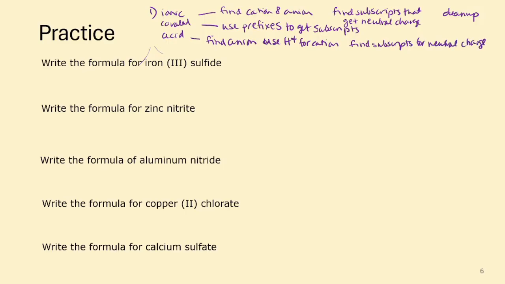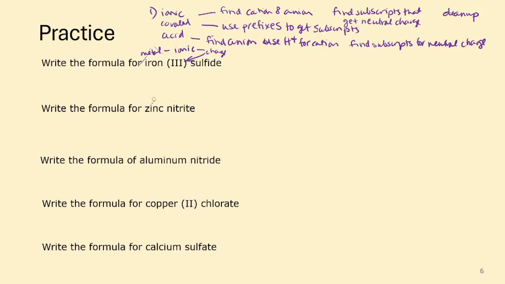Okay, so I see that this is a metal. So this is ionic. I also see that this is a charge. That also tells me it's ionic. So I have 2 indicators. Let's continue on the other ones.